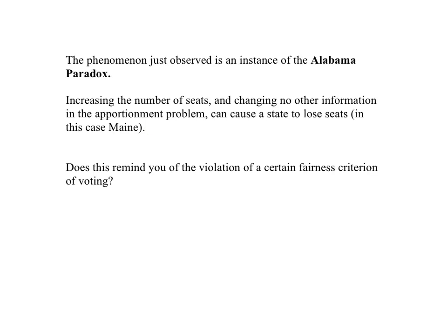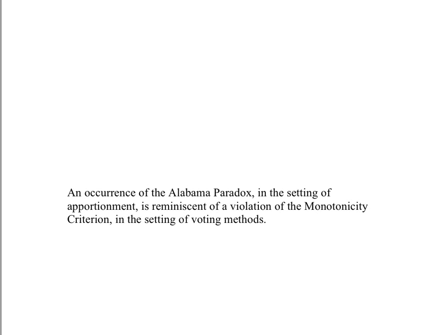So to stop and think for a moment, does this scenario remind you of the violation of a certain fairness criterion of voting? I claim that this is reminiscent of the monotonicity criterion. An occurrence of the Alabama paradox in the setting of apportionment is reminiscent of a violation of the monotonicity criterion when we're talking about voting methods. Why does that make sense? What is the connection there? Well, in both cases, you're doing something that's supposed to help someone, or at least not harm anyone, and it ends up harming someone. And that doesn't make any sense.